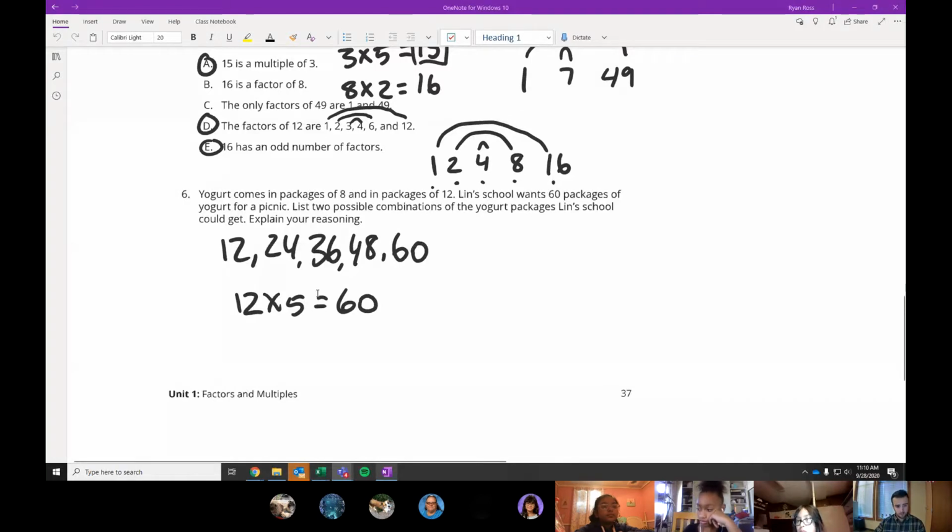So there's one possible combination. We could also mix the packages of 12s and 8s, but we really didn't look at that. So this first one is really what I'm looking for. Okay, so any questions on this assessment here, on this problem or any problem in general?